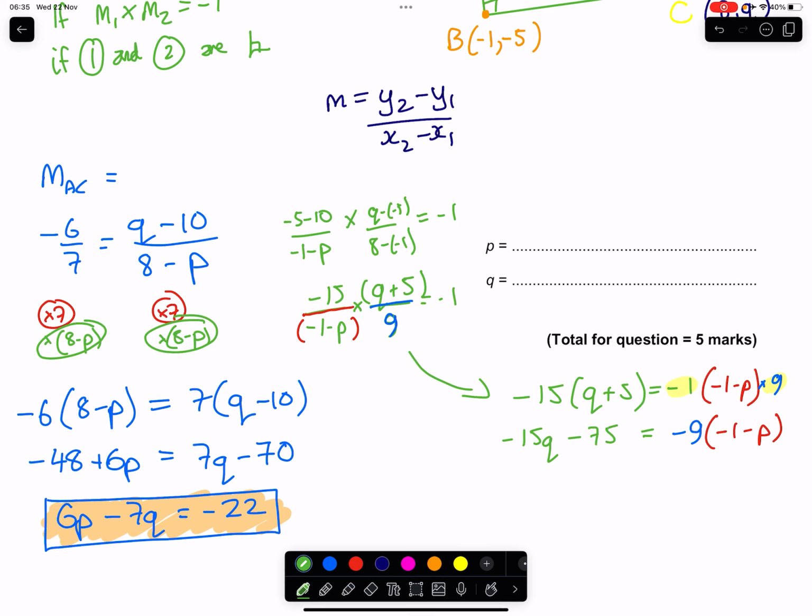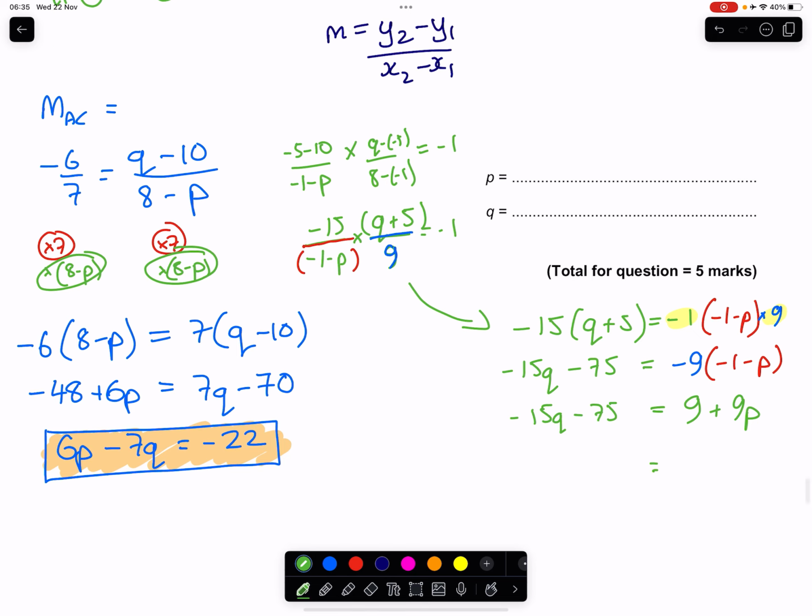On the right hand side, well actually I can rewrite this, there's nothing left to do on the left hand side right now. On the right hand side, if I break that out, I'm going to end up with a positive 9 and then a positive 9p when I multiply that out. What I want to do now is get the p's and q's on the same side. The fact that there's a positive 9p here and a negative q term there means that I actually want to have the letters on the right here. So I'm going to have a 9p plus a 15q on the right after I add this to both sides.